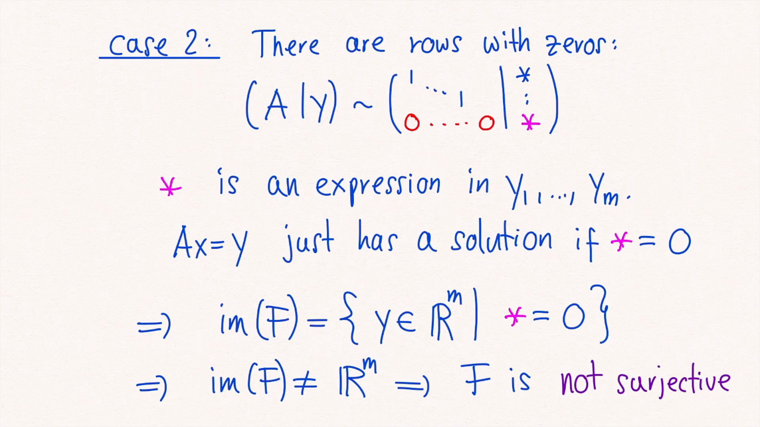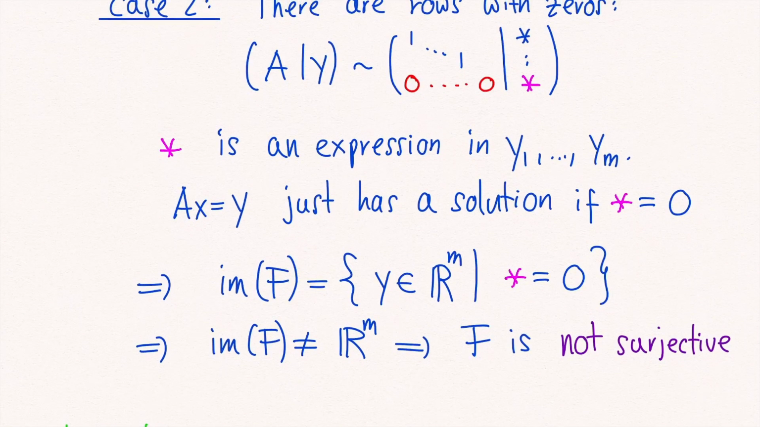This expression could be, for example, 2 times y1 minus 3 times y2, which needs to be 0. But it could also be that there are several rows. Maybe the last 3 rows are completely 0, and then there are 3 entries here, and all of these 3 entries need to be 0. So I get 3 conditions on the y's, which I will all need to write down in the image. Therefore, in this case, the image will not be everything. If this is not already completely 0, so if it depends on y, then the image is not everything, and therefore F in this case is not surjective.